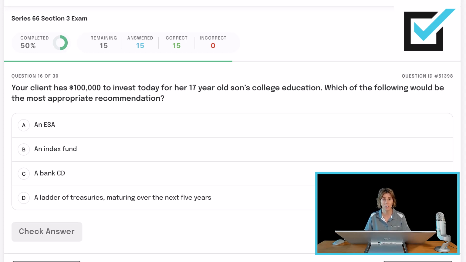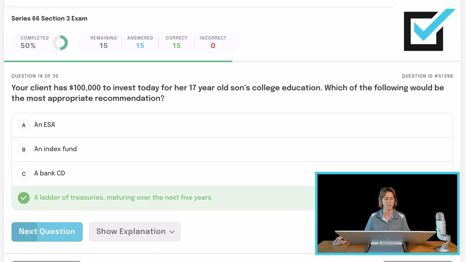I mean, I have college kids. Thank goodness they don't ask me to pay for it all at once. But a ladder of maturities over the next 5 years, and you know, I'm going to hope that my kids graduate in 4 years. But the most appropriate of these four choices, a ladder of treasuries maturing over the next 5 years. So those are on the conservative side of the risk spectrum. This is money that we're going to be needing soon.